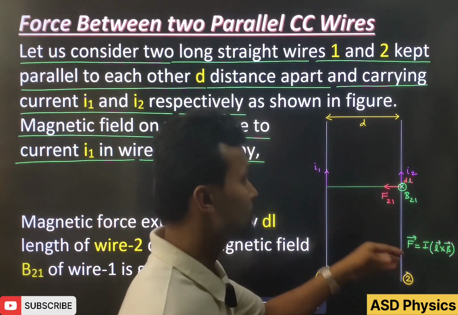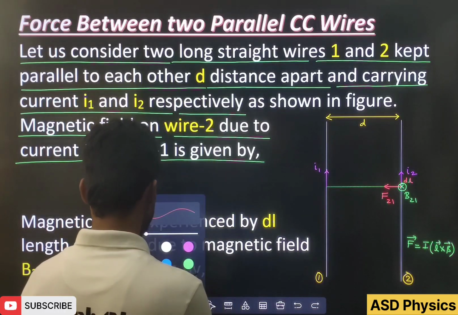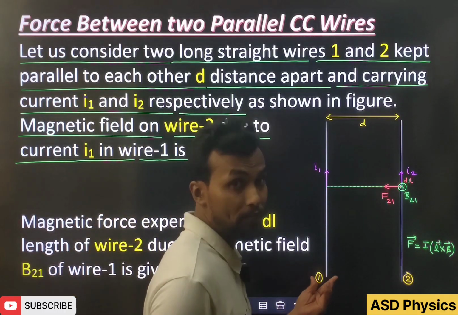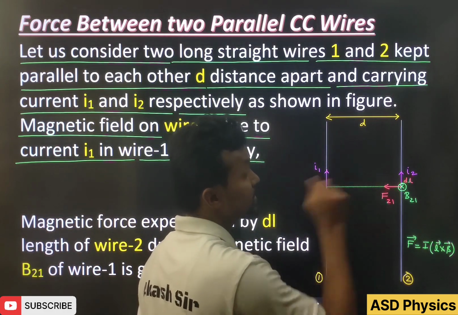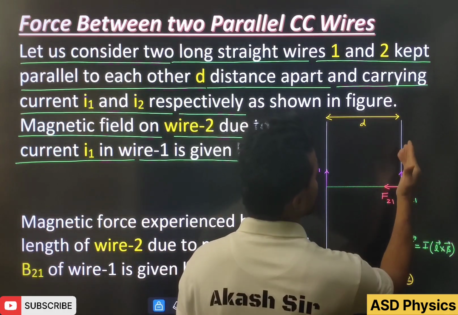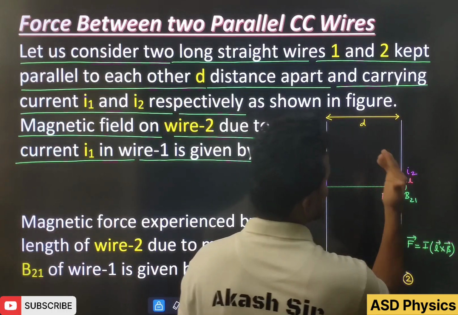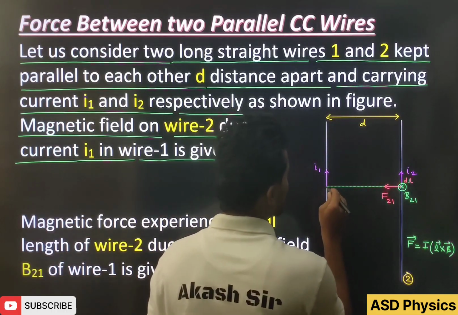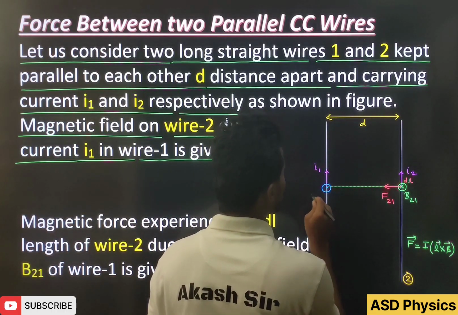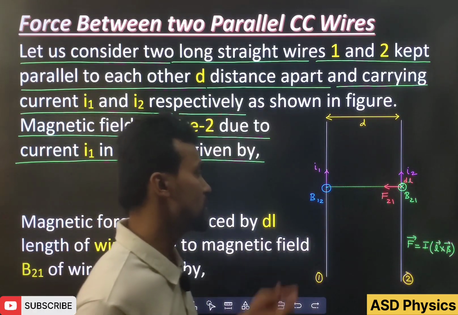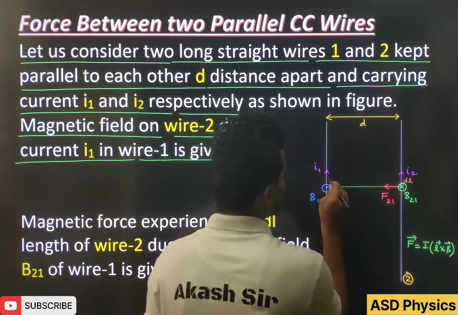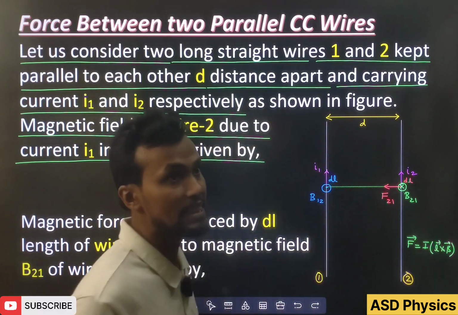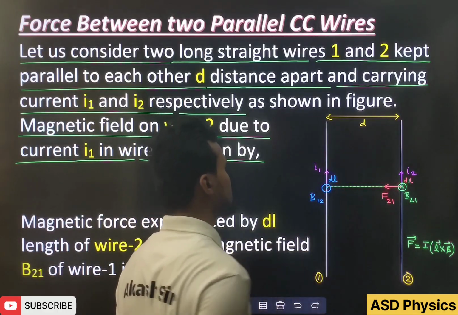Similarly, if I take the reverse, if I see on this wire, now I am going to see the magnetic field on wire 1 due to wire 2. So put all your fingers along the current, palm towards the observation point, then the thumb is going outward. That means the magnetic field is outward here. And what we can write here? B12, magnetic field on wire 1 due to current in wire 2. Now again I will take an element of length dl. So the current element is in this direction, I1 dl.